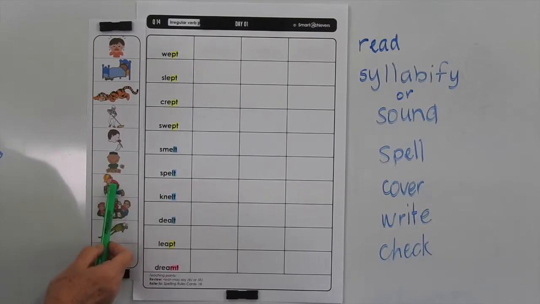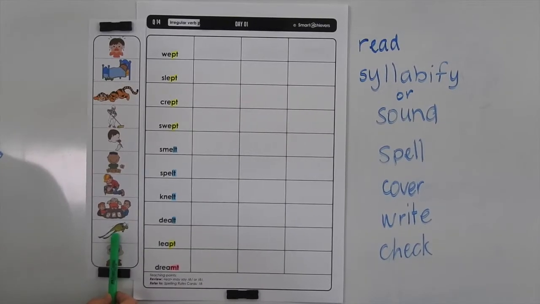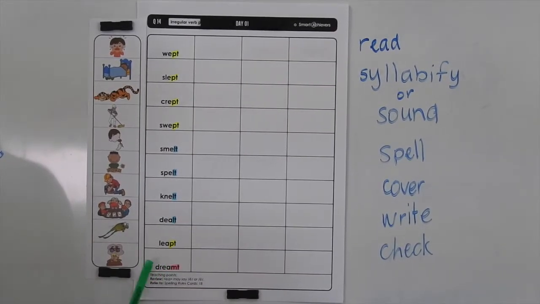Knelt is where the action or the position of kneeling on one or both knees. Dealt might mean where you deal cards to each player, so everyone's got the same number of cards. Or it could also mean where you take action in response to a situation. Leapt means to move suddenly or quickly, and dreamt means the images or thoughts passing through your mind during sleep.